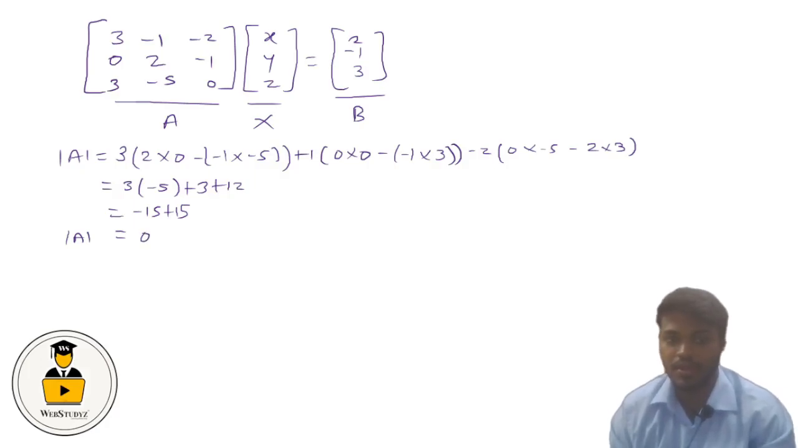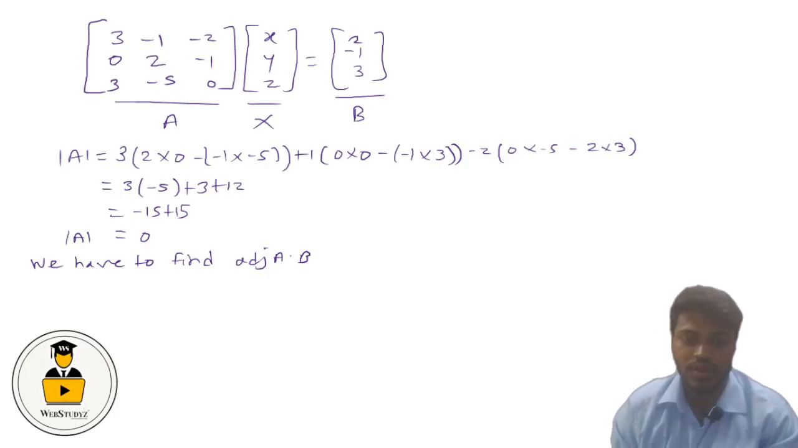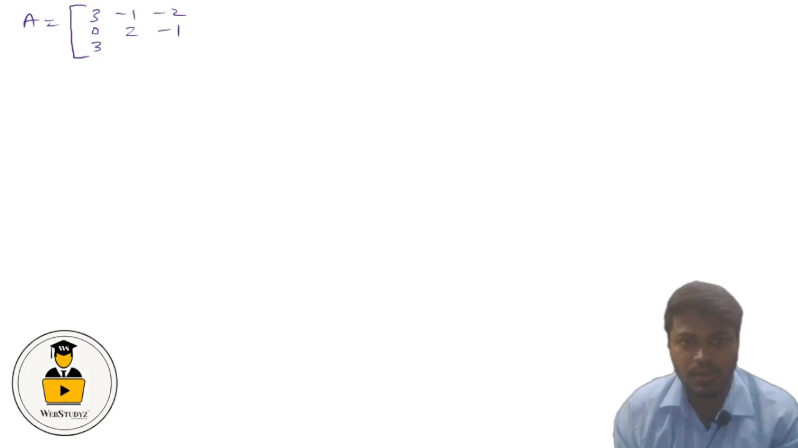So since our determinant is equal to 0, we now have to find the adjoint of A times B. So first let us find the adjoint of A. Our matrix A is 3, minus 1, minus 2, then 0, 2, minus 1, then 3, minus 5 and 0. This is our matrix A.